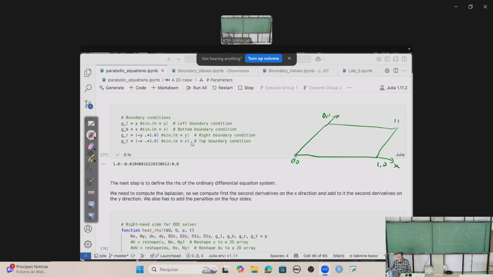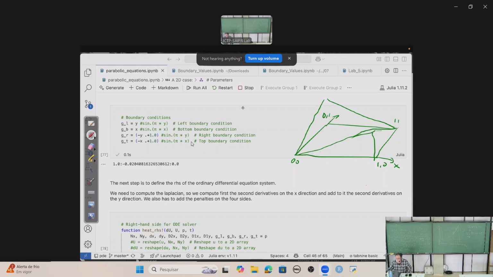I put here something that grows like 1. Here I put something that, this. Here I put. So the solution will start being 0 here and will jump, become something like that.